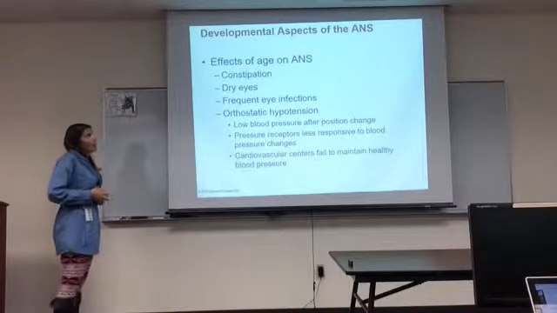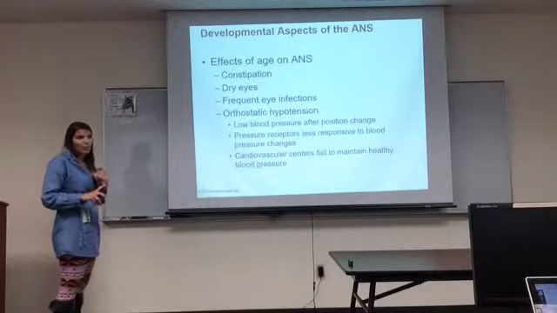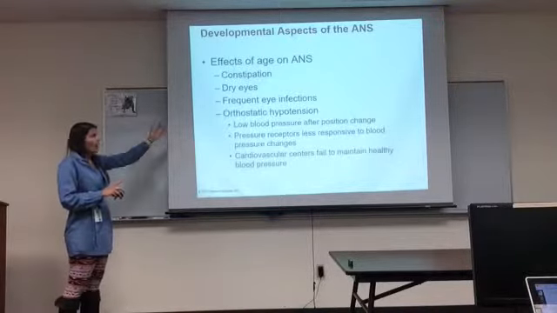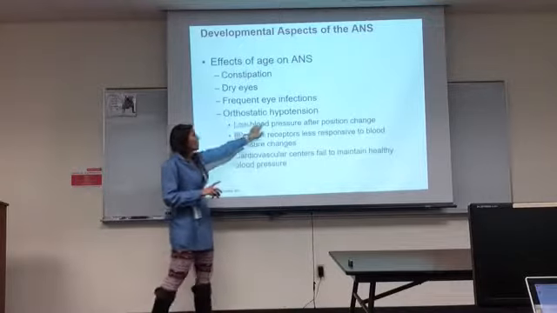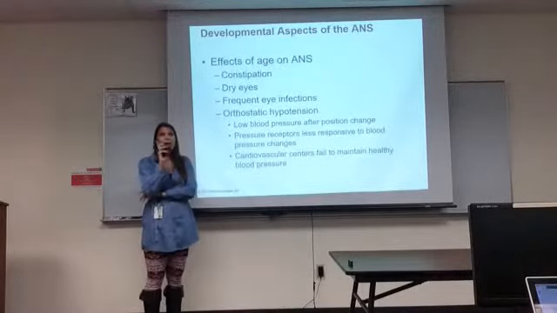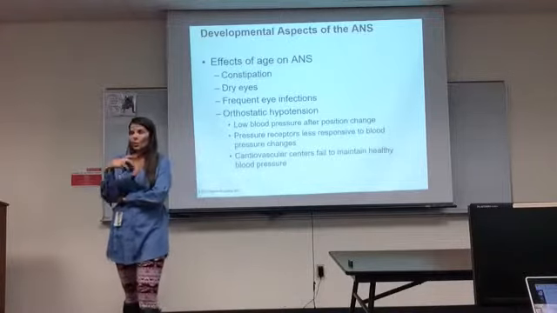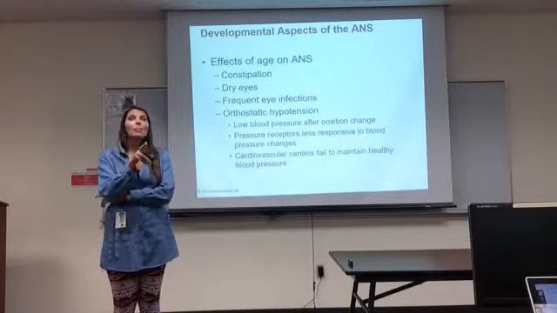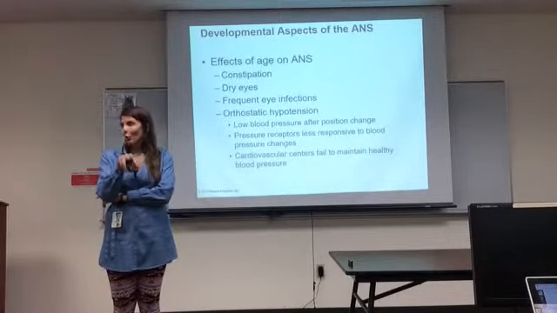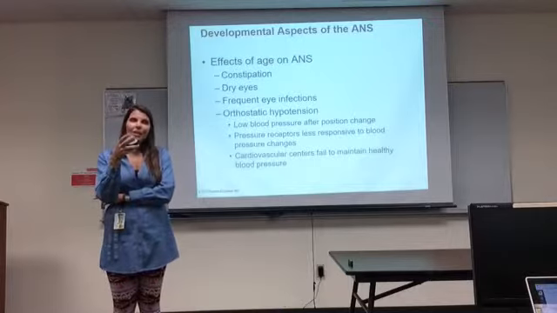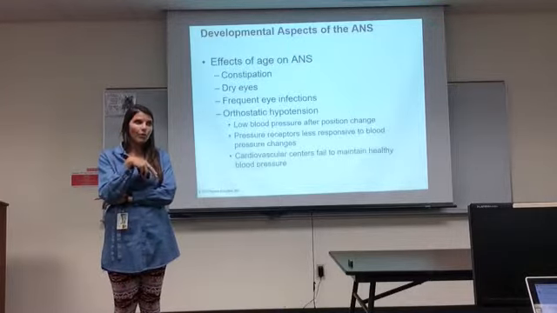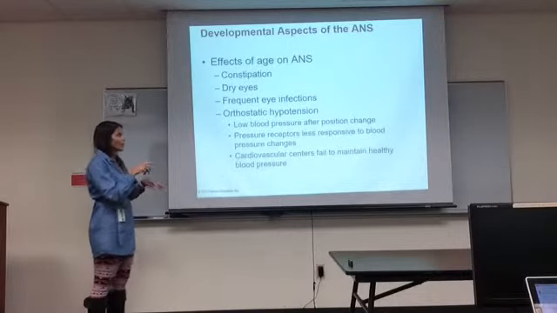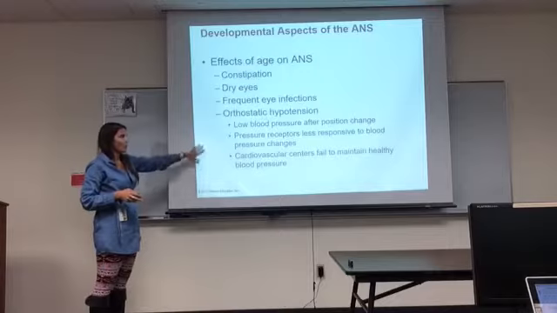What do we see in geriatric patients? Their autonomic nervous system, we see more constipation, dry eyes, thinner skin, eye infections, orthostatic hypotension. What's hypotension? Low blood pressure. Orthostatic. They have been in the same position for a really long time, and then they get up, and their blood pressure is really low. So it's usually because they're not moving a lot. Static telling us that they're not moving. Low blood pressure after position change, and it's mentioning all that there.